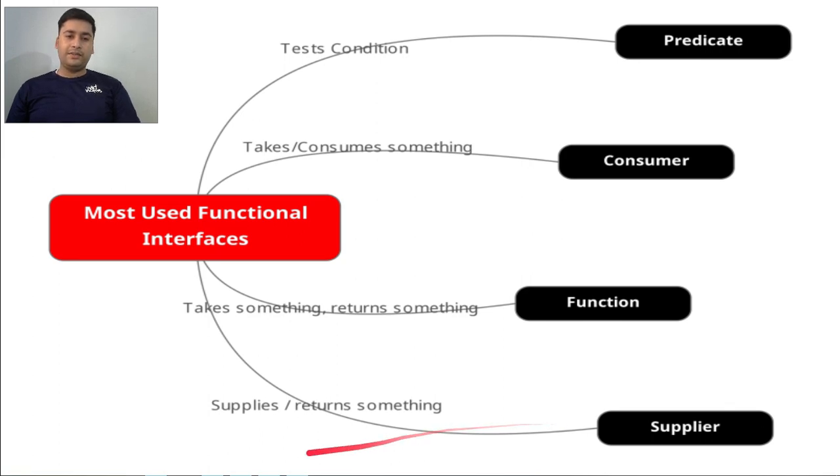So here if you see, we have written the must-use functional interfaces. Let's take the example of Predicate. What is Predicate? It tests conditions. Okay, so if you want to test a condition, you can take the help of Predicate. To consume something, you take the help of Consumer. To take something and return something, you can take the help of Function. To supply and return something, you can take the help of Supplier. So like that, many functional interfaces came inside Java 1.8.